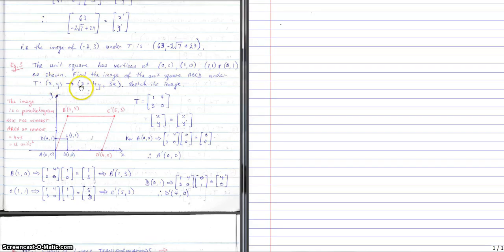Find the image of that unit square under this transformation, which is according to this rule here. The x coordinate changes to x plus 4y and the y coordinate changes to 3 times x. Now what we do is we look at each point individually, and so starting with point A, 0, 0, we're going to multiply using that rule we saw previously. So our transformation T can be written as a matrix 1, 4, 3, 0.